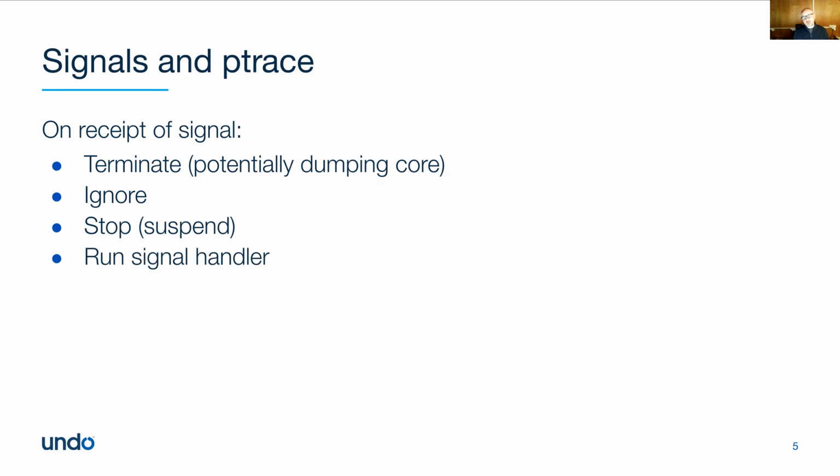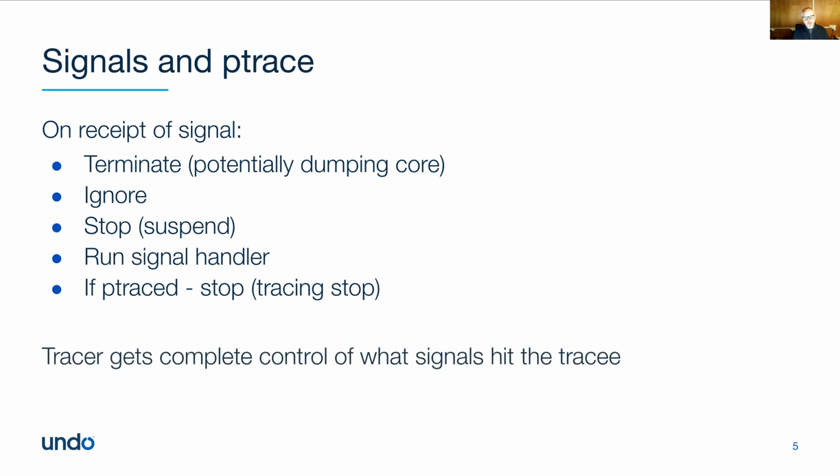Maybe this program has installed a signal handler, and the signal handler might run. Or if it's being ptraced, you could go into this tracing stop that we just saw. So if the process receives a signal and it's being ptraced, it will go into a tracing stop, and the process that is tracing it will be notified of that signal. Signals, with the exception of SIGKILL, which is a bit special, will never directly hit the tracee. They are intercepted by the kernel, which doesn't send them to the tracee. It puts the tracee in a tracing stop and notifies the tracer.